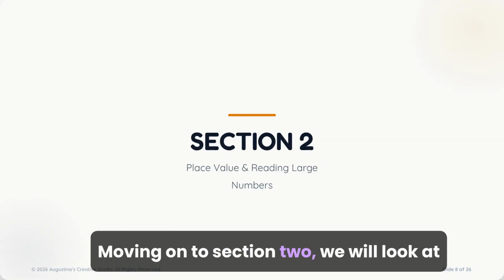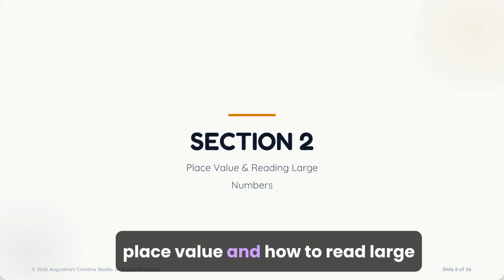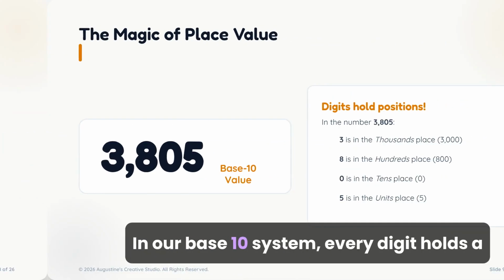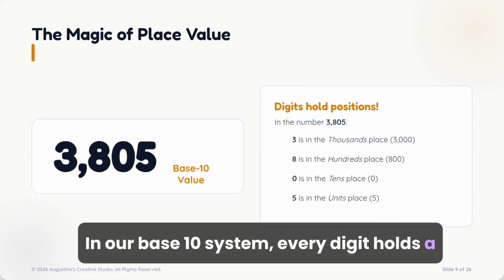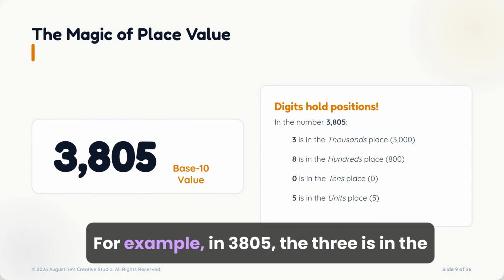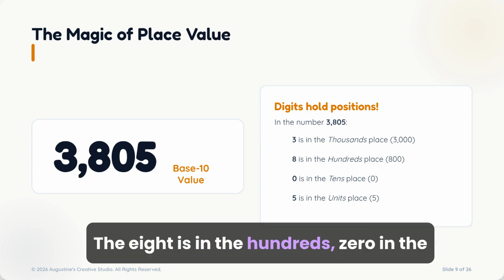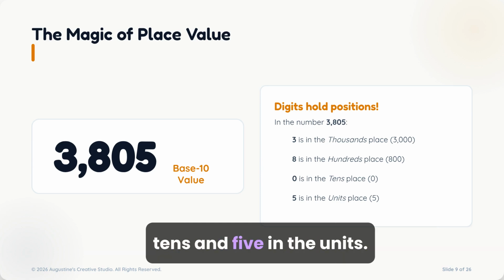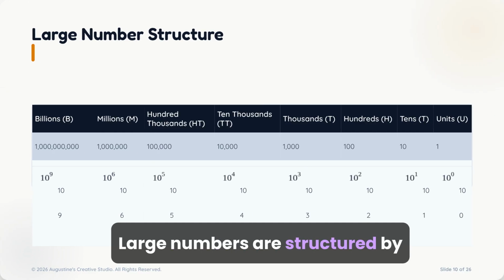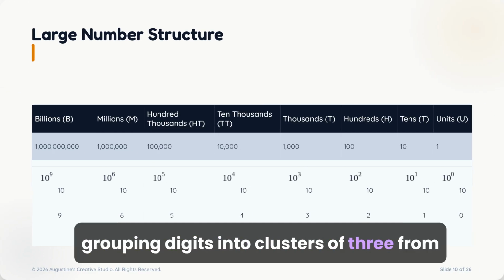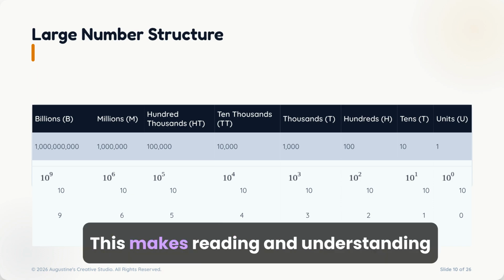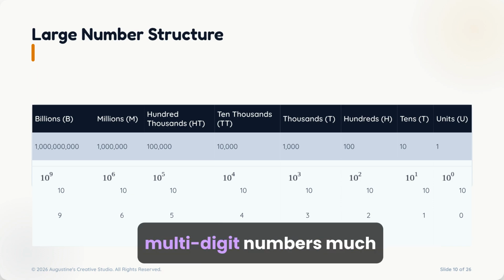Moving on to Section 2, we will look at place value and how to read large numbers. In our base 10 system, every digit holds a specific position. For example, in 3,805, the 3 is in the thousands place, the 8 is in the hundreds, 0 in the tens, and 5 in the units. Large numbers are structured by grouping digits into clusters of 3 from the right. This makes reading and understanding multi-digit numbers much easier.